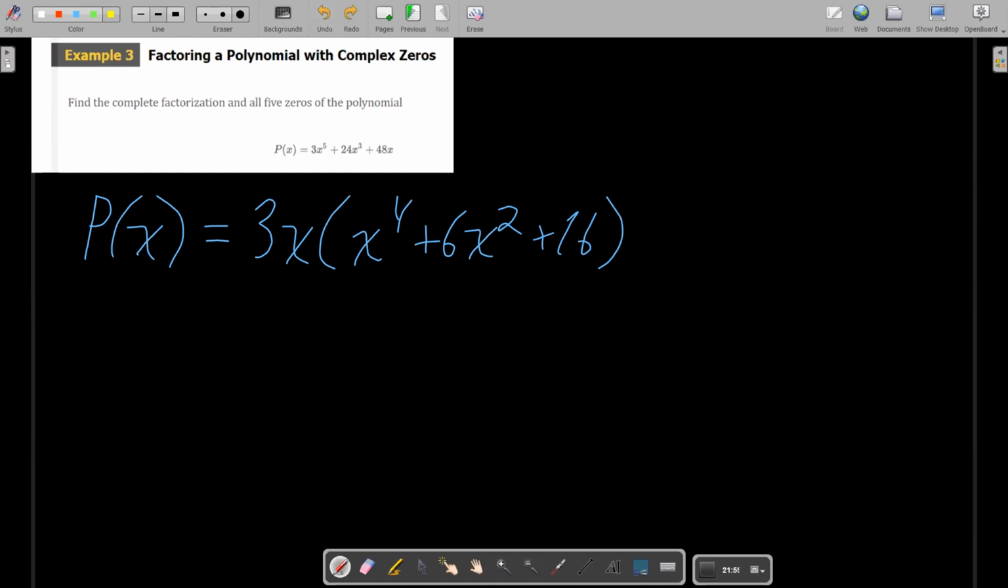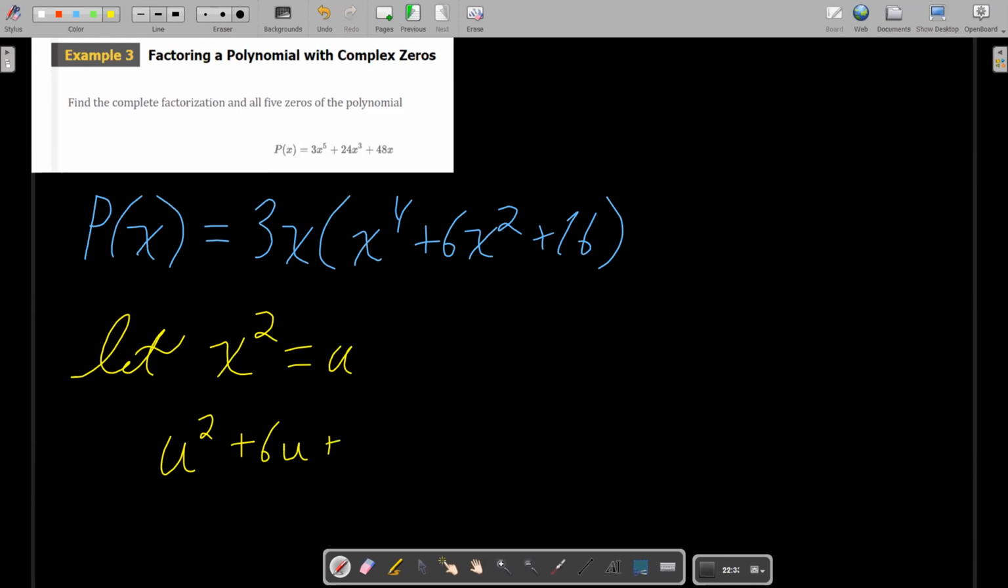Now for the sake of it, I will treat this as a quadratic equation and do what we did in previous sections. So what we're going to do is let x squared be equal to u. If we let x squared be equal to u, then we can change this equation, using just substitution, into u squared plus 6u plus 16.